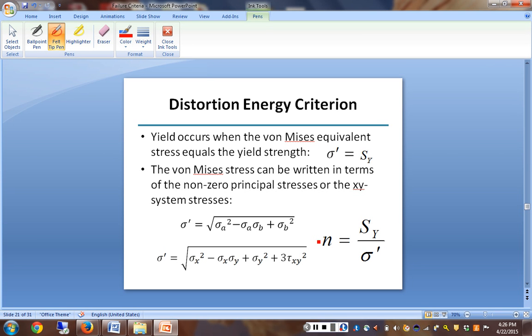So, 3 criteria. Max principal stress: am I bigger than the yield strength? Max shear stress, also known as Tresca: am I bigger than 2 times the max shear? Distortion energy, also known as von Mises: am I bigger than the von Mises stress? Those are the 3 failure criteria.